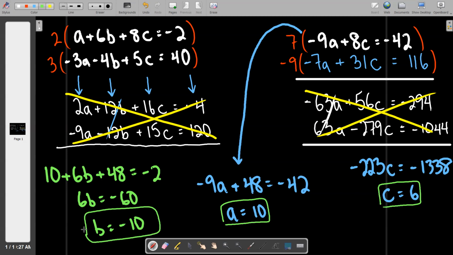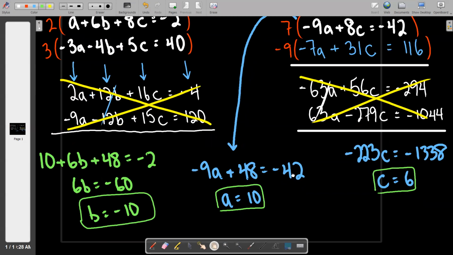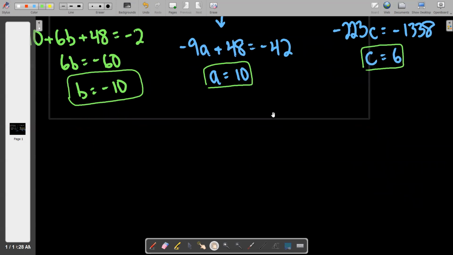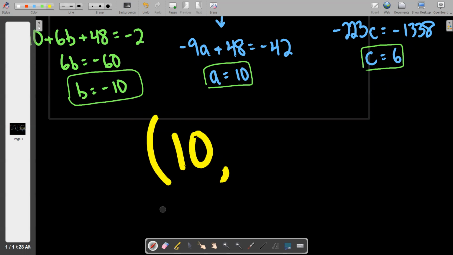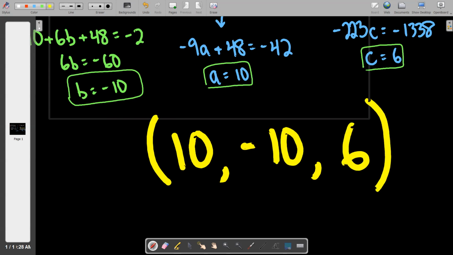Don't leave it like this, right? That's not an ordered triple. So the answer has to go A, B, C. You can tell the order of your answers based on the order of the variables in the equations. So since the equations went A, B, C, then your answers have to go A, B, C. So my final answer would be 10, then -10, and then 6, like that.